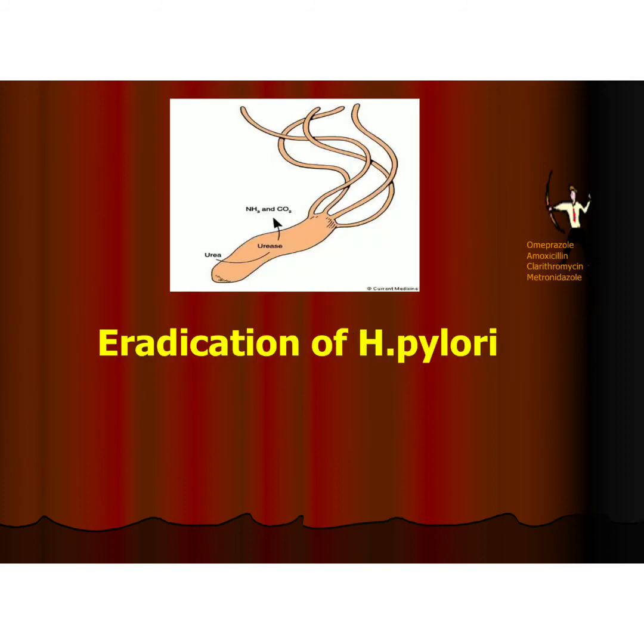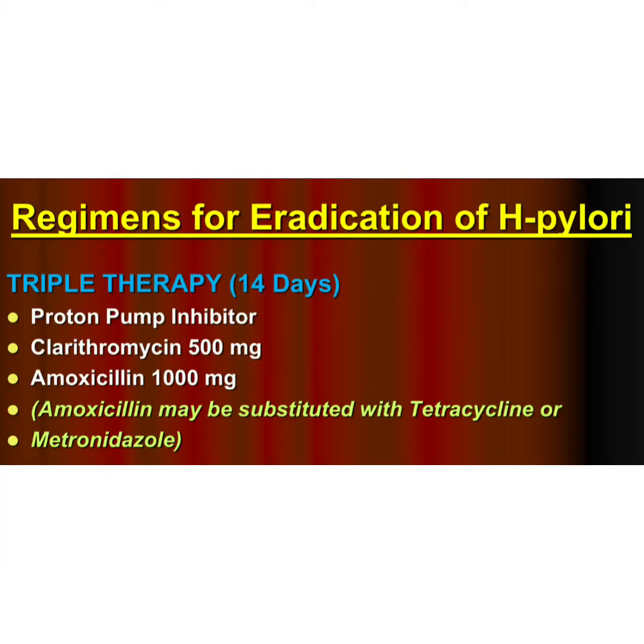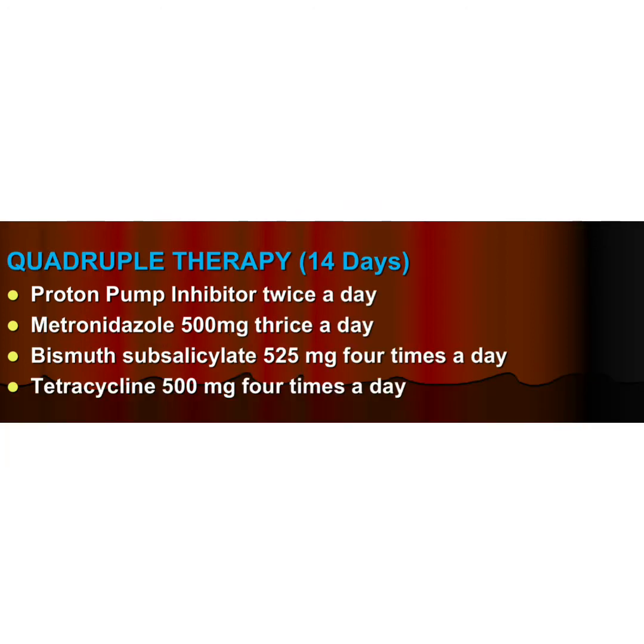For the eradication of H. pylori, we give two types of therapy. One is triple therapy and the other one is quadruple therapy, and both therapies are for 14 to 21 days. This is a very important question. Triple therapy basically consists of a proton pump inhibitor, clarithromycin 500 mg, which is a macrolide, and amoxicillin 1000 mg or 1 gram. If the patient is allergic to amoxicillin, we will replace it with tetracycline or metronidazole, that is Flagyl. If the patient failed triple therapy or there is a problem in tolerating clarithromycin, then we go for the quadruple therapy. It is also for 14 to 21 days.